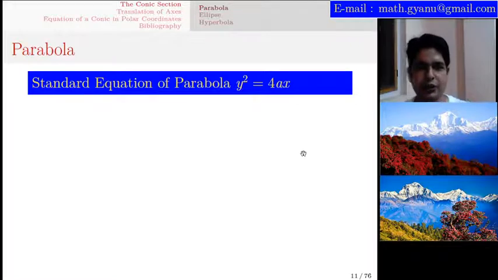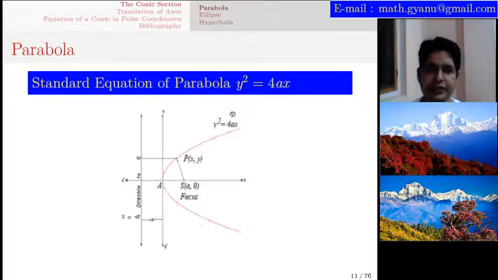Let's derive here the standard equation of parabola. How will it be derived? Look at this picture. First of all, we sketch the picture as shown on your screen. Here, the parabola curve is denoted by red color. That is the curve of the parabola y square equal to 4ax. This equation is known as the standard equation of parabola.